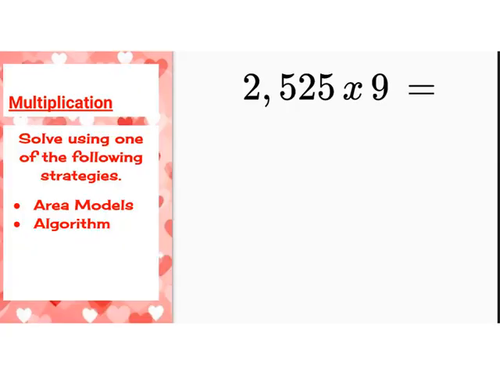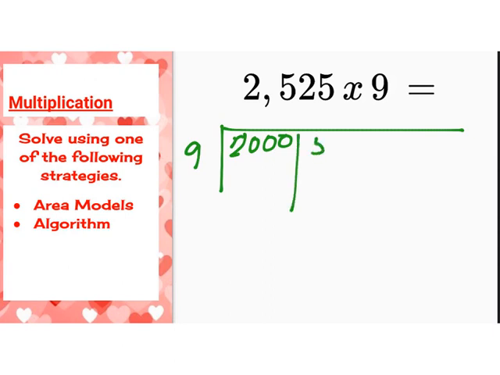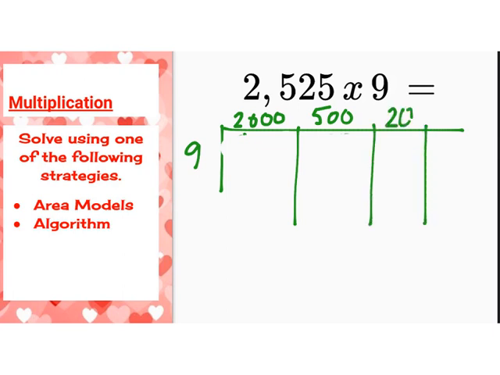I can solve either using the area model or the algorithm. Okay, first let's do that area model. Okay, so we're multiplying by 9. We have 2,500. Oh my goodness, I'm writing this in the wrong spot. Mrs. Day should not be doing this at 5:30 in the morning. Okay, 2,525. I like to check myself to make sure I copied it right.